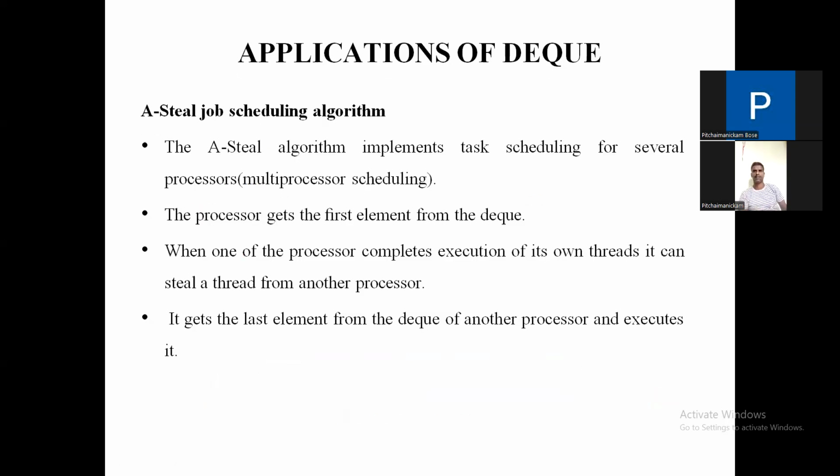Another thing is the job scheduling algorithm. The job scheduling algorithm, the work stealing algorithm, is one of the important applications of the DQ and affects the task scheduling for several processes. Here the processor gets the first element of the DQ. If one of the processors completes the execution of its own threads, it can steal threads from another process. It gets the last element from the DQ of the other process and executes it. So this is the way we execute in the DQ process. That's all.